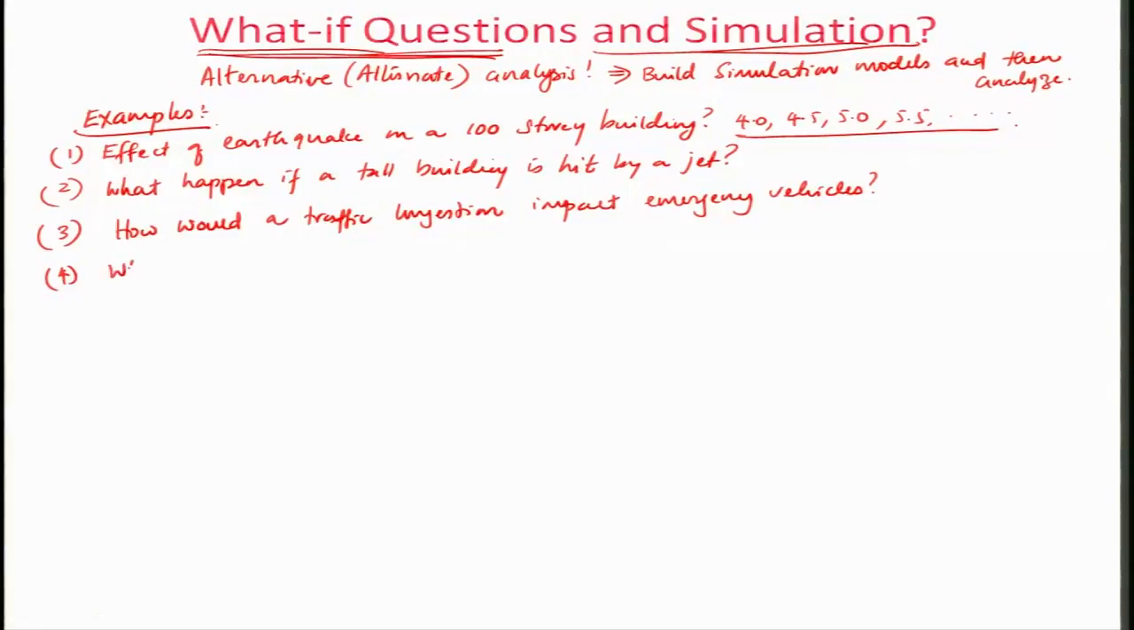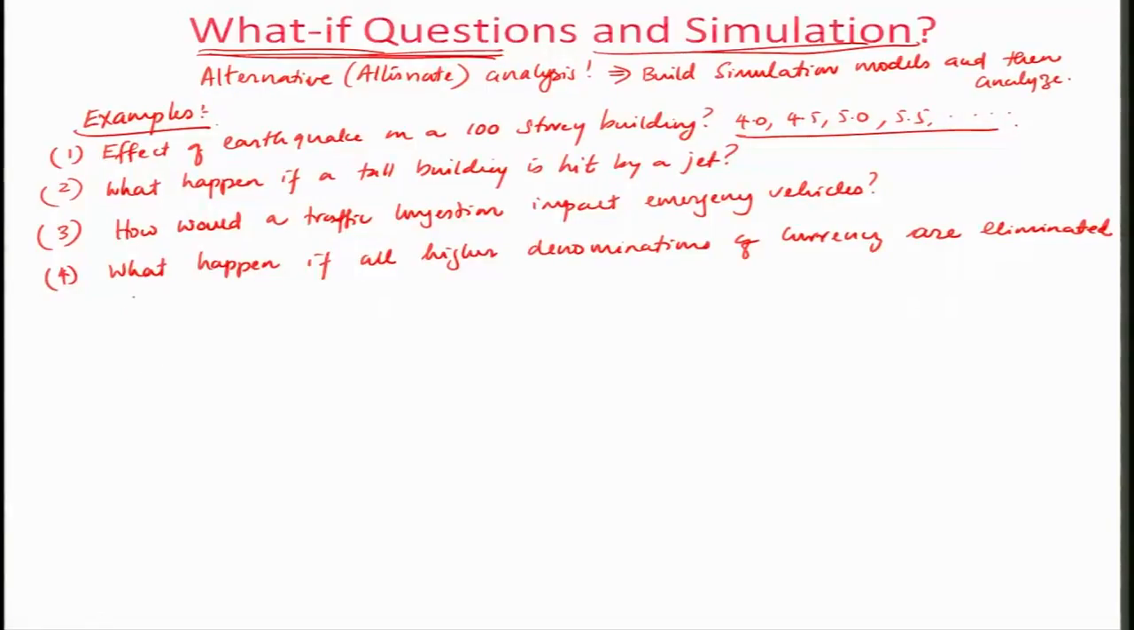What happens if all higher denominations of currency are eliminated, above rupees 100? What would happen if all higher denominations of currency above rupees 100 were eliminated? What will happen to that? For example, if you eliminate all the currency above 100, and you have 1 lakh rupees, in the case of 2000 notes, how many do you require?